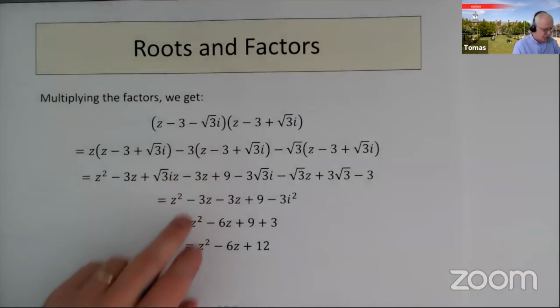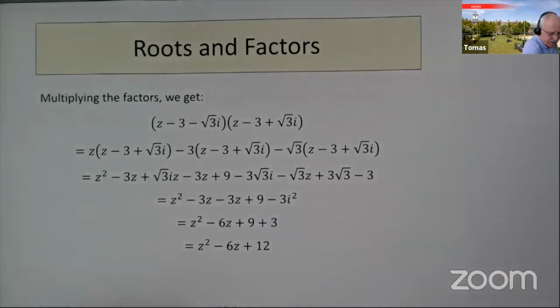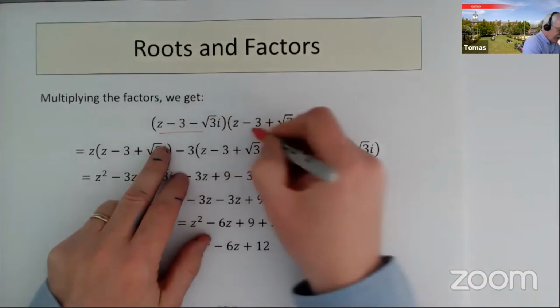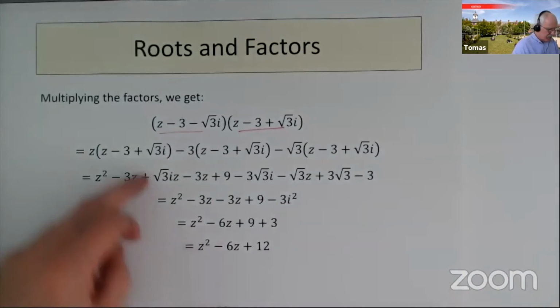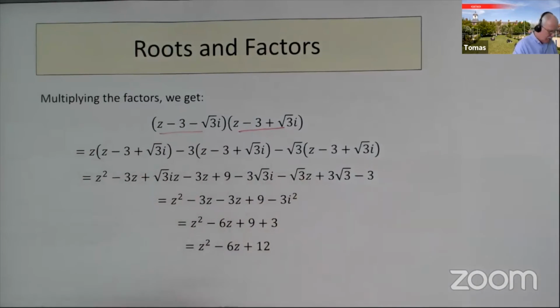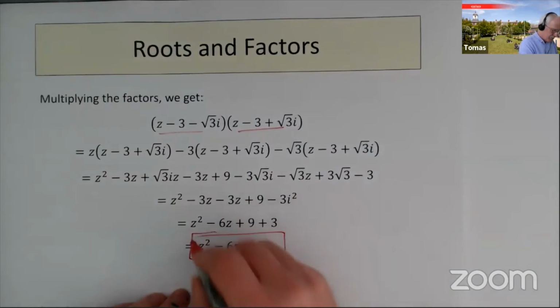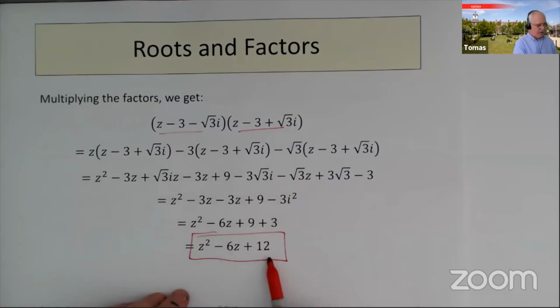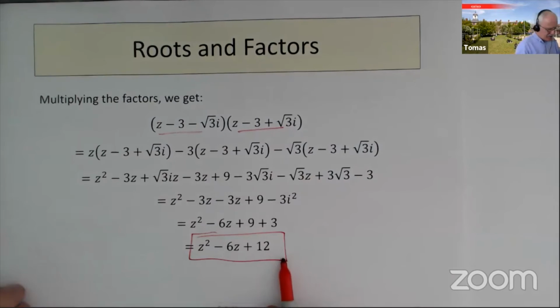So multiplying the two factors together, this is the one factor by the second factor, we end up multiplying them all in, quite complicated all the way along. Z squared minus 6z plus 12. Exactly the same equation that we started out with at the start.